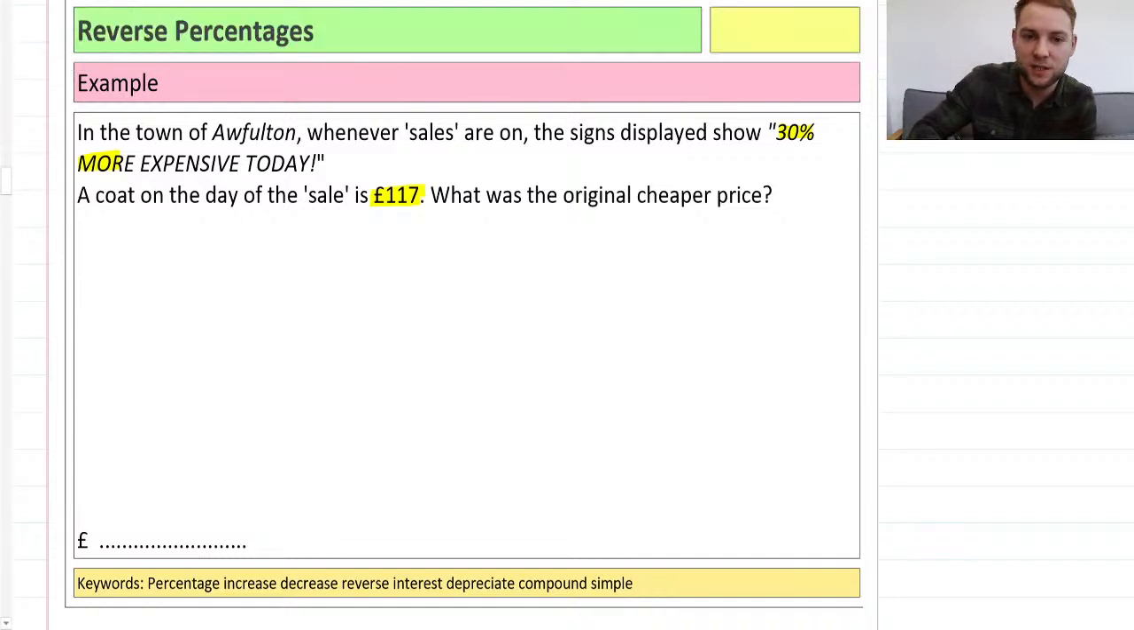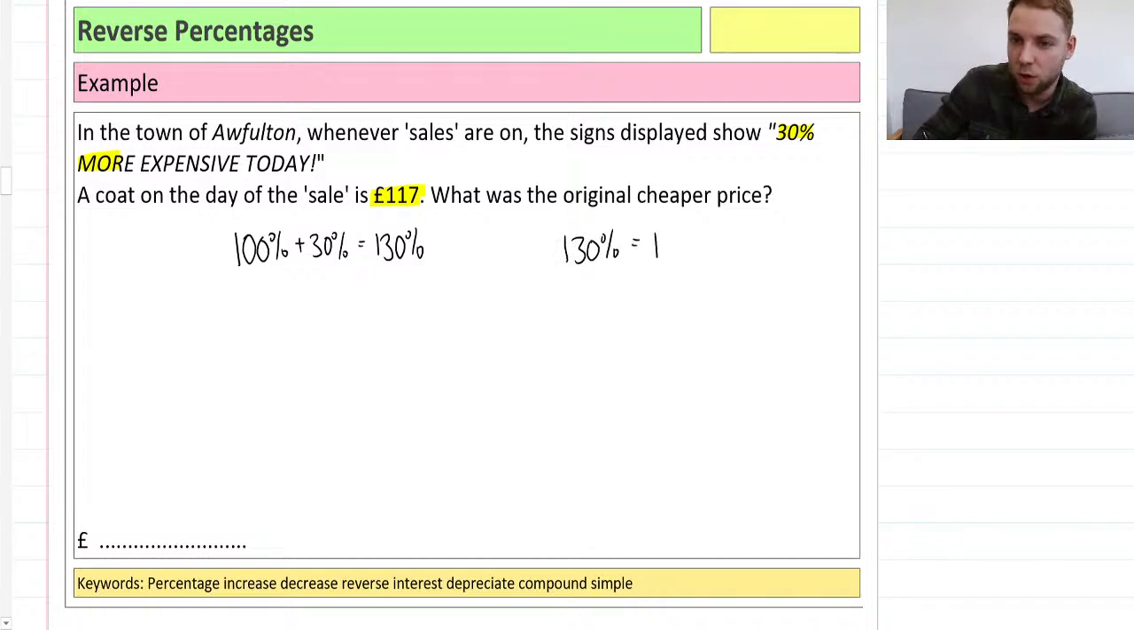So if it's 30% more, we know that 100% is my original amount, plus 30% is equal to 130%. So my starting point here is that, so what does the 117 represent? Well, 130% is equal to £117. Oh, no, pounds.